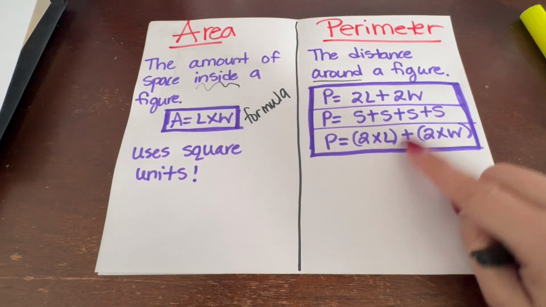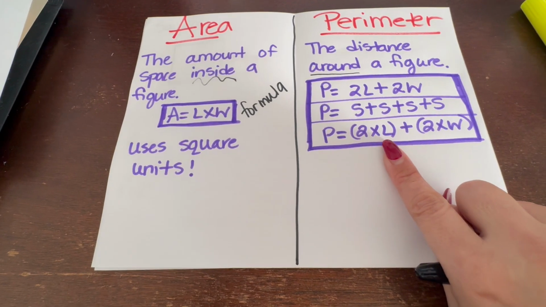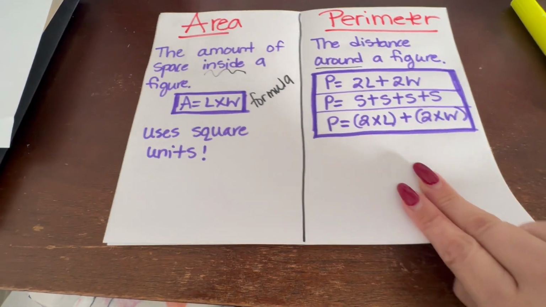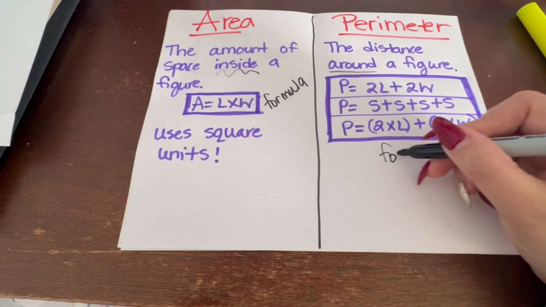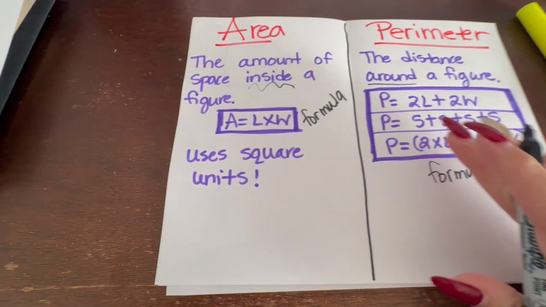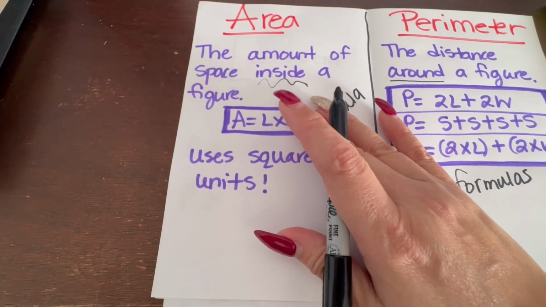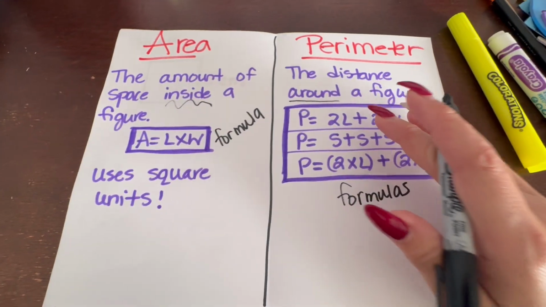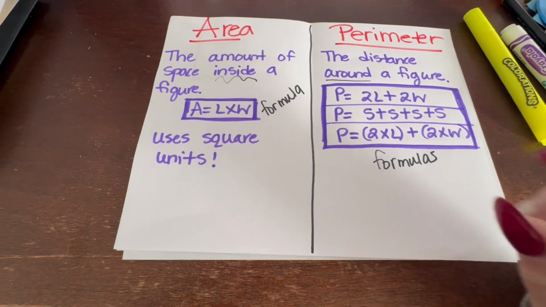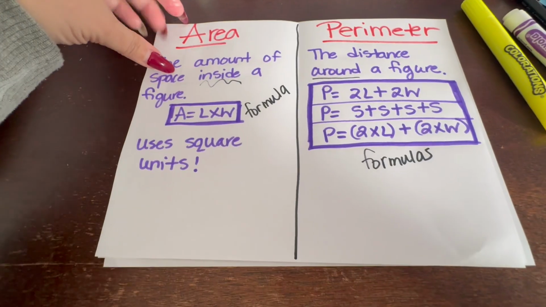Another one is similar to the first one, except they use parentheses here. 2 times L, and then 2 times W, and then add them together. Okay, these are called the formulas for area and perimeter. It's very important to know the difference between these two because many people confuse them. Remember that for area, they want to know how much space is inside the figure. Perimeter is the distance around a figure. So there are 2 things you need to know: what area and perimeter are, and how to find them. So make sure we know those.